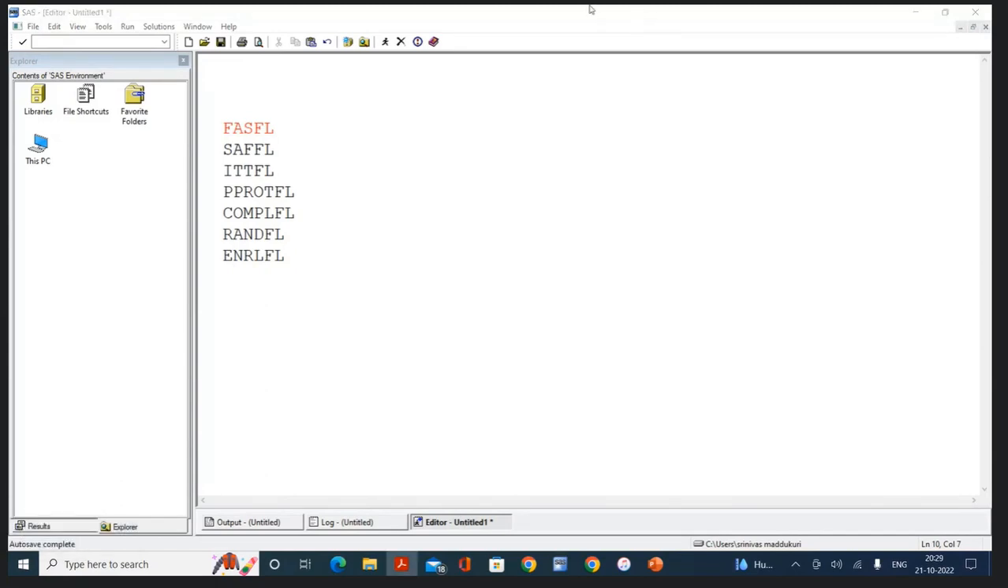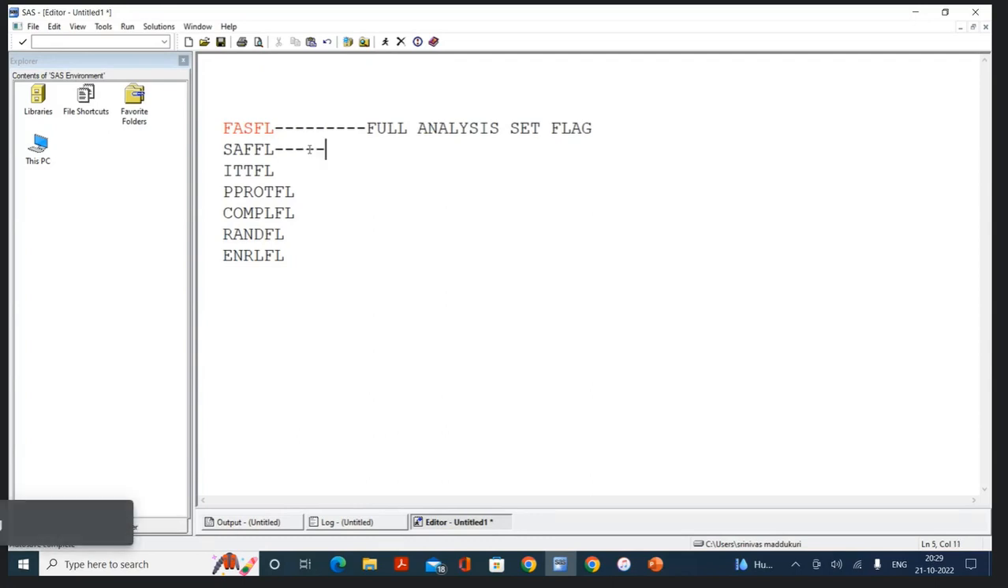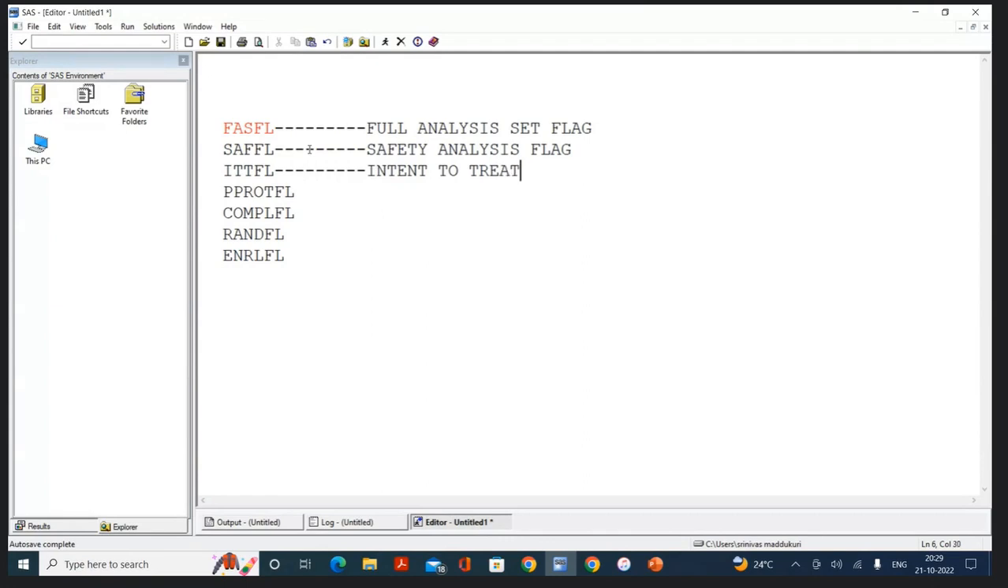What are these flags? The first one is called FASFL. FASFL means full analysis set flag. And what is this SAFFL? SAFFL is nothing but a safety analysis flag. And then we are going to have an ITTFL. What is ITT? ITT means intent to treat flag. And then PPROTFL. You know what we mean by PPROT? It is nothing but a per protocol flag.